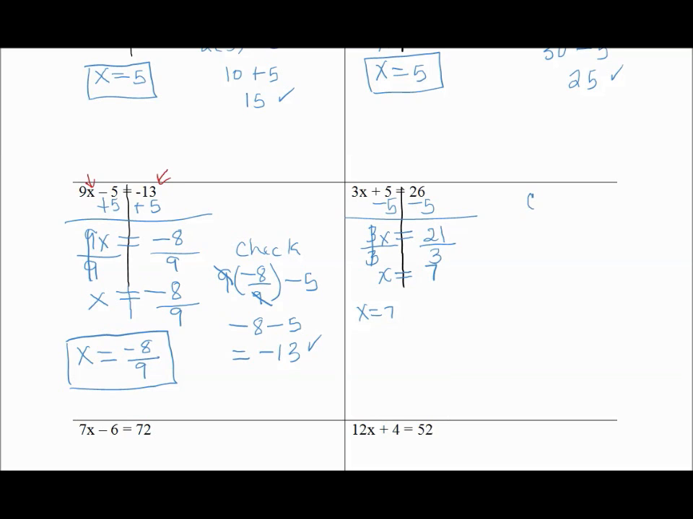Now I'll go over here and check my solution. The original equation was 3x plus 5 equals 26. If I substitute the 7 back in for the x, that gives me 3 times 7 plus 5 should equal 26 if it's the correct answer. 3 times 7 is 21 plus 5. 21 plus 5 gives me 26. So that lets me know that I had the correct answer. X is 7. Okay.